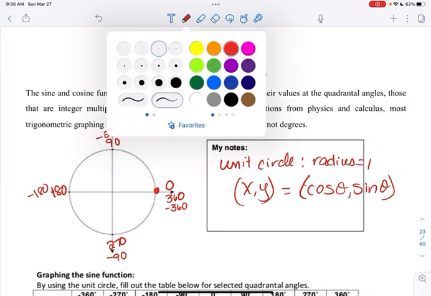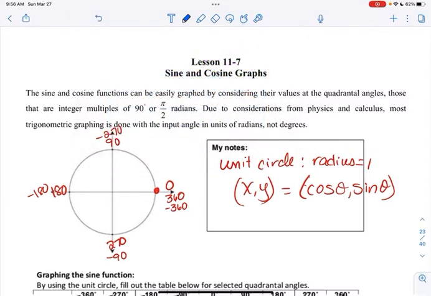Now I'm going to do this in blue. I'm going to write down the coordinates. At this point right here, that's the point (1, 0). So basically cosine is 1 and sine is 0. At 90 degrees, this is the point (0, 1). So cosine of 90 is 0, sine of 90 is 1. Because remember, in (x, y), x is cosine and y is sine. Just keep that in mind. This point over here is (-1, 0), and the point down here at 270 is (0, -1).